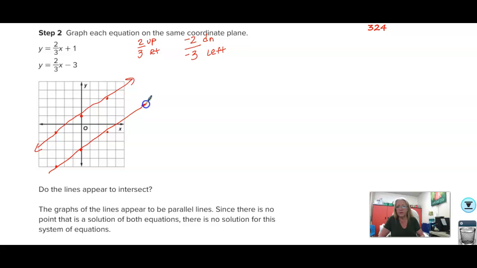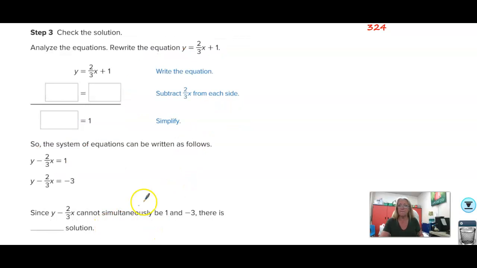If I was a perfect grapher, which clearly I'm not, these would be exactly parallel and will never intersect. So when you have a problem like this, the answer is no solution. Just like we did before when we had variables on both sides, occasionally the answer was no solution. And that's what we have here. All right. Check your solution.